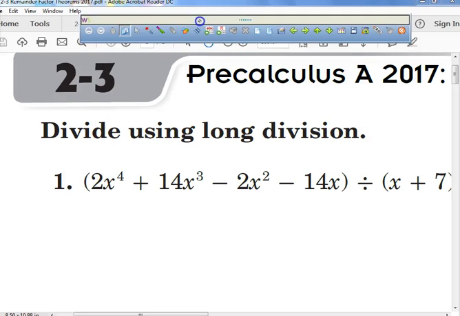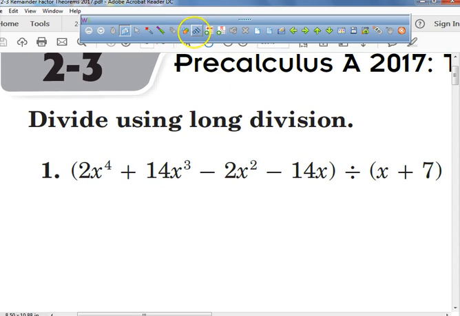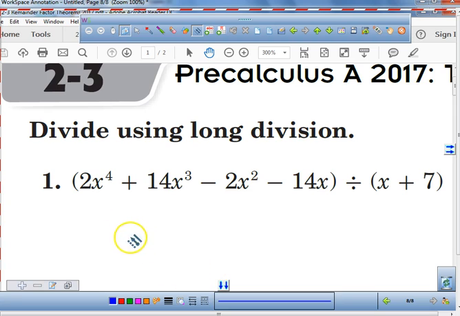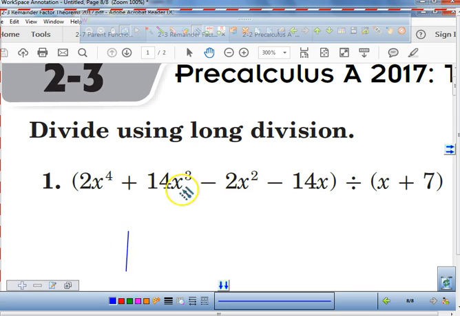All right, today everybody we're going to be talking about long division and synthetic division. What I'd like you to do is take problem number 1, put it into your journal, and we are going to be doing some long division.